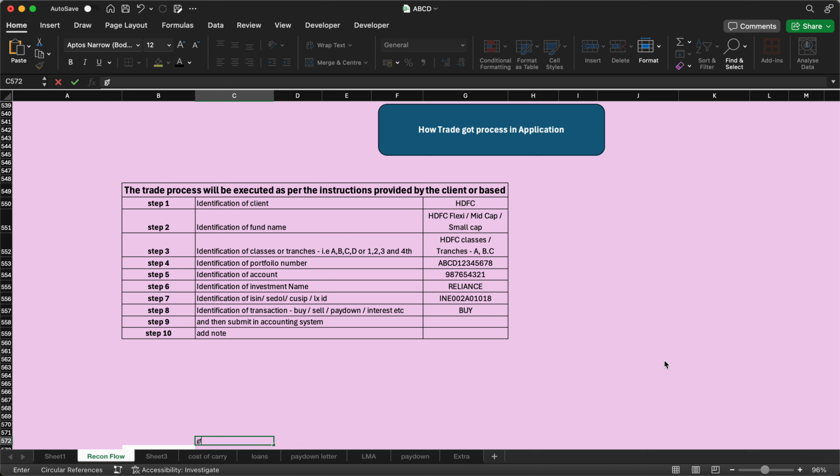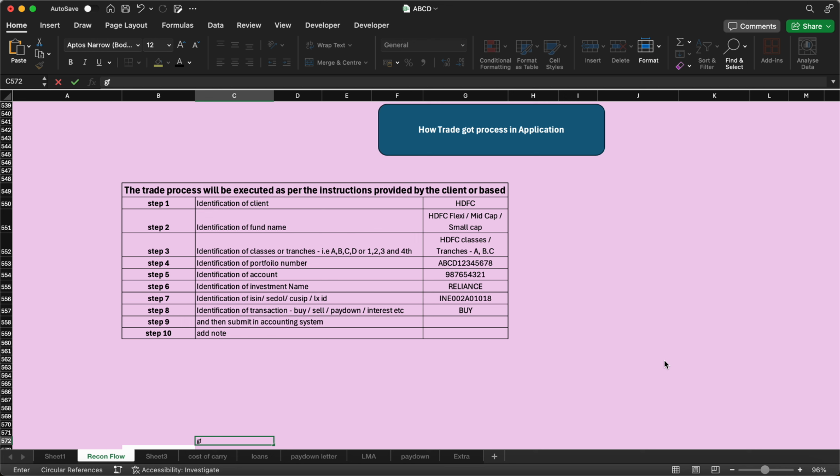Then identification of ISIN, CUSIP, SEDOL, or LoanX ID. This is the unique identification number of each security. We have taken the example of Reliance here. Reliance has this ISIN, so the trade should be processed in this ISIN. Then identification of the transaction: buy, sell, rollover, paydown, interest, whatever they want.